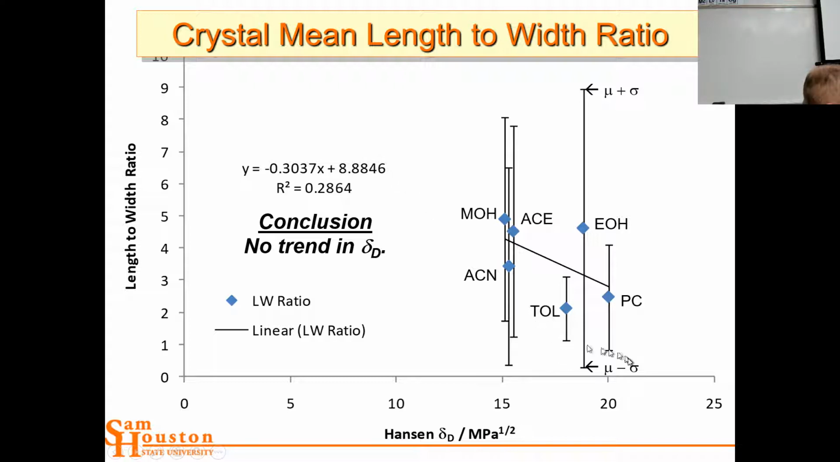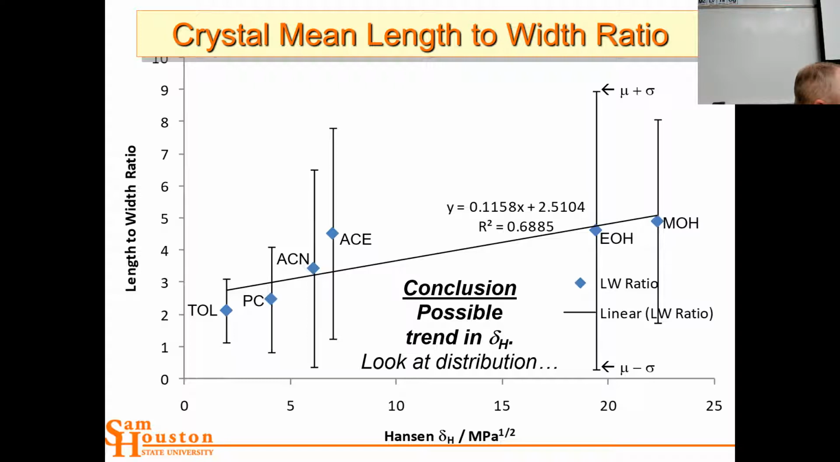Now we plot it versus D value. The highest D value is propylene carbonate, the lowest is methanol. Again, lots of error bars. 0.28 is our R squared value, so no trend in dispersion. And we're just looking at particular Hansen solubility parameters to see if one of them is more important than the other. So here's the hydrogen bonding term.